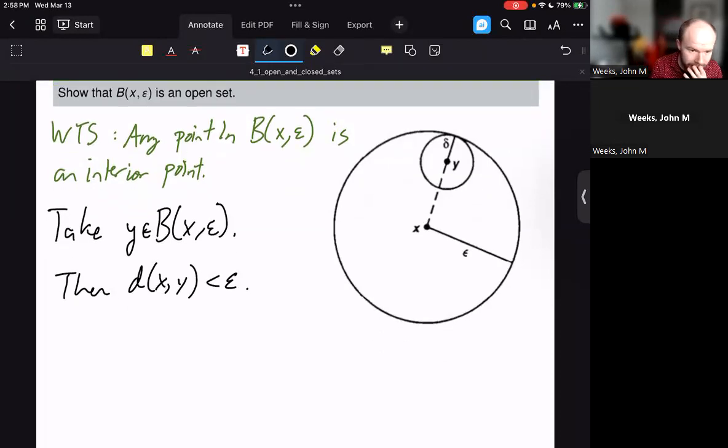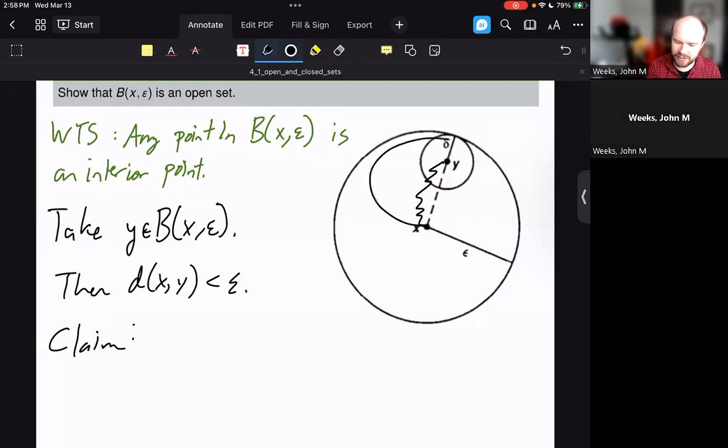So let's think about how we could try and formulate this ball. Let's claim the following. Well, I know that I want to have this delta be somewhere so that the entire ball fits within epsilon. Here's that distance between x and y. So what's a good idea for what delta should be?